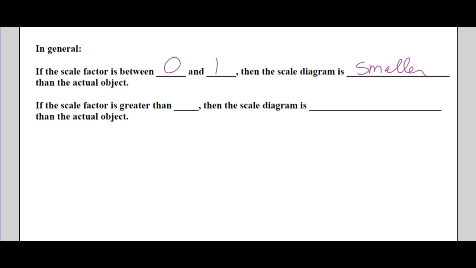Okay, so you're looking at that 1/100th, right? The one we just did. With 1/100th, the diagram will be smaller than the real life. And if the scale factor is greater than 1, then the scale diagram is bigger, or let's use a fancy word, larger, than the actual object.